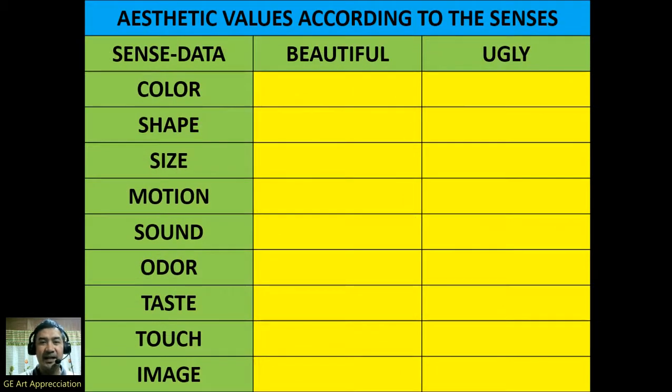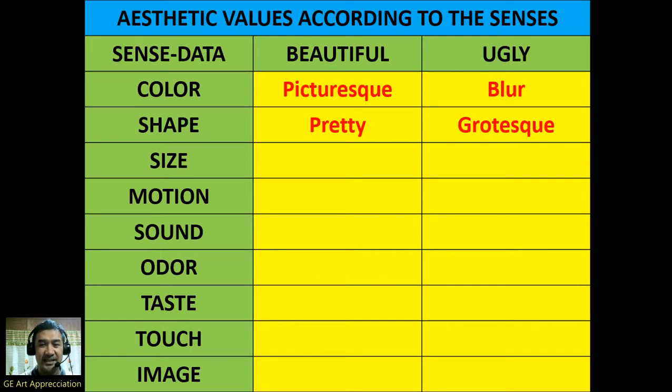Now let's have aesthetic values according to the senses. Again, for aesthetic values of beautiful and ugly. So if the color is beautiful, then we say picturesque. But if the color is ugly, we say blur. If the shape is beautiful, then we say pretty. But if the shape is ugly, it is grotesque.